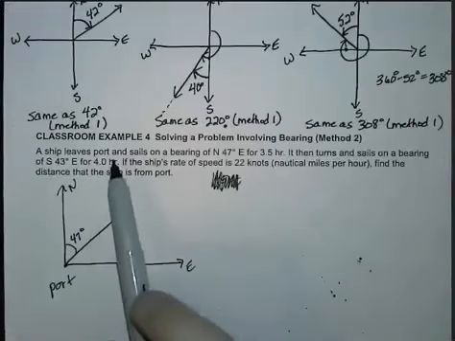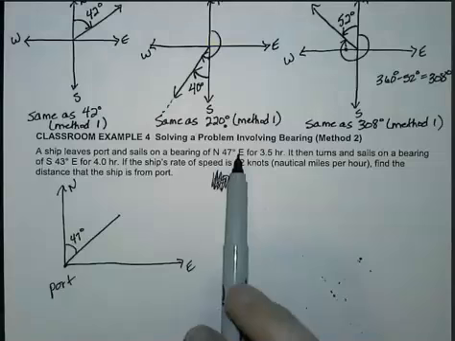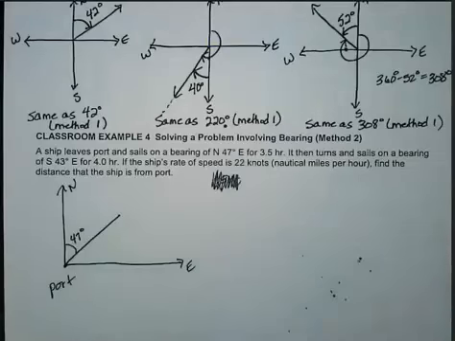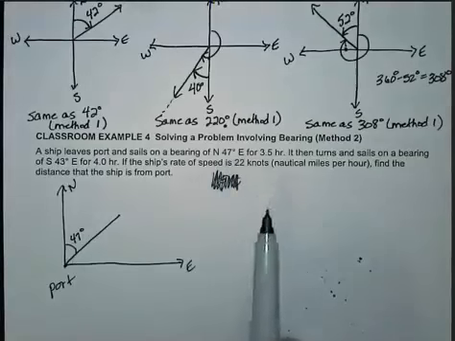In this one, we've got a ship leaving port, and it sails first for a while at one bearing, and then it turns and sails at a different bearing. So here's the beginning of my picture. I've got the port here. From there, the ship is sailing at a bearing of north 47 degrees east.